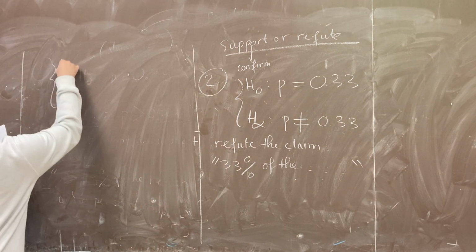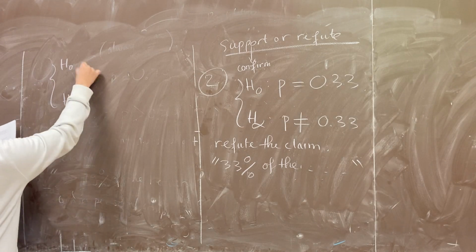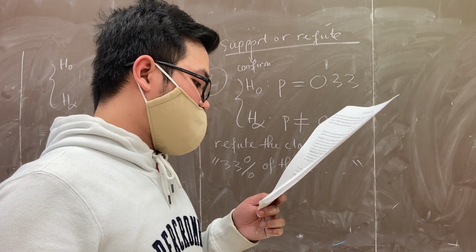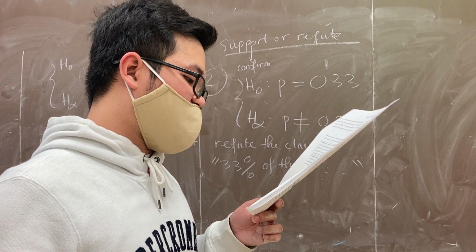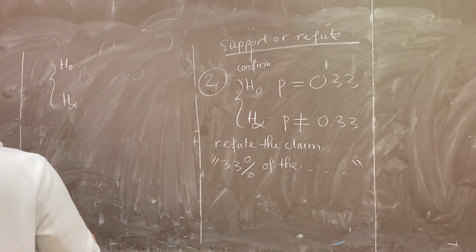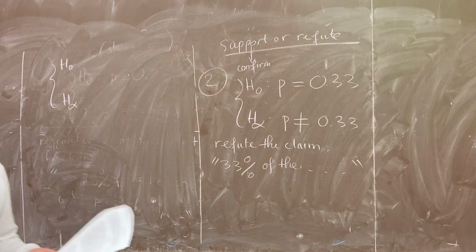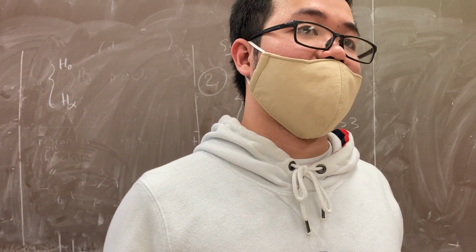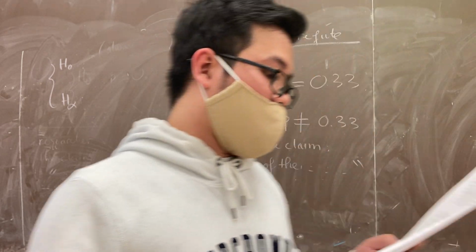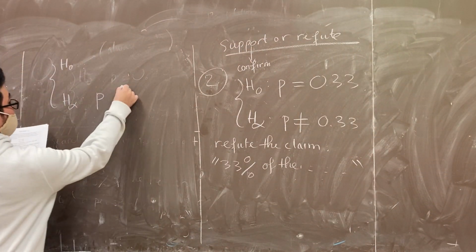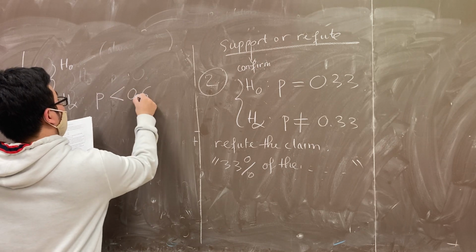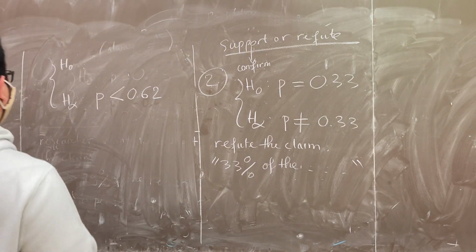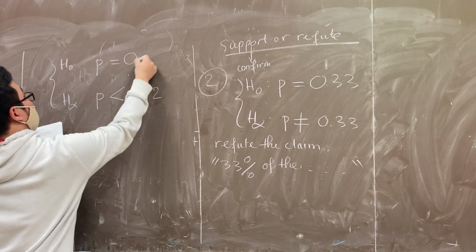So we have H0 and H alpha. The first thing: they want to support the statement that less than 62% of their readers own a laptop. So could you tell me what the alternative hypothesis is here? Is it proportion or mean? This is the first thing. Mean or proportion? This is a proportion, right? And it is less than 62%. That means this p is less than 0.62, right? Okay. And of course, the null hypothesis is exactly this number.